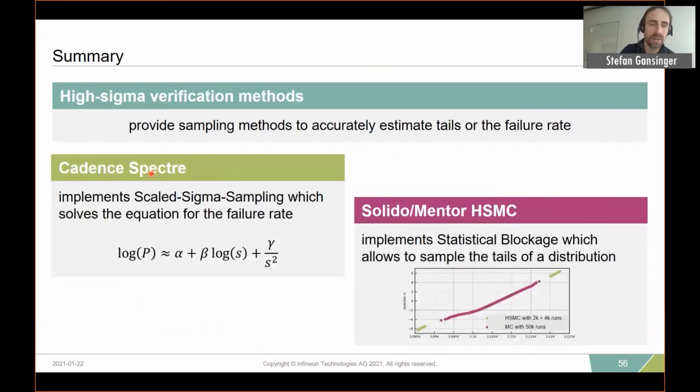To summarize this a little bit, the high sigma verification methods provide a sampling method which allows us to accurately estimate a tail of a distribution or the failure rate. I showed you two different methods, one from Cadence Spectre, which implemented the scaled sigma sampling. This allows us to calculate the failure rate or the yield, but not any distribution function. And contrary to this, I showed you the high sigma Monte Carlo, which implements the so-called statistical blockage, which allows us to simulate really the tails of the distribution. So we really get results up to 6 sigma.